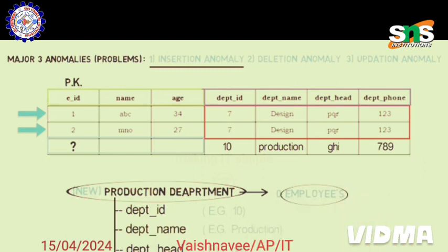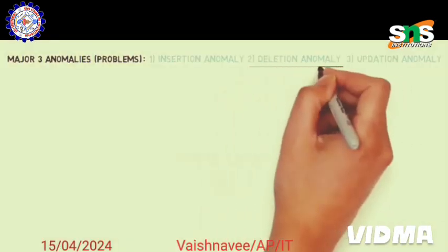Unless we have employees in that department, we cannot insert department data. So this is what is an insertion anomaly. So now let us see about the deletion anomaly.